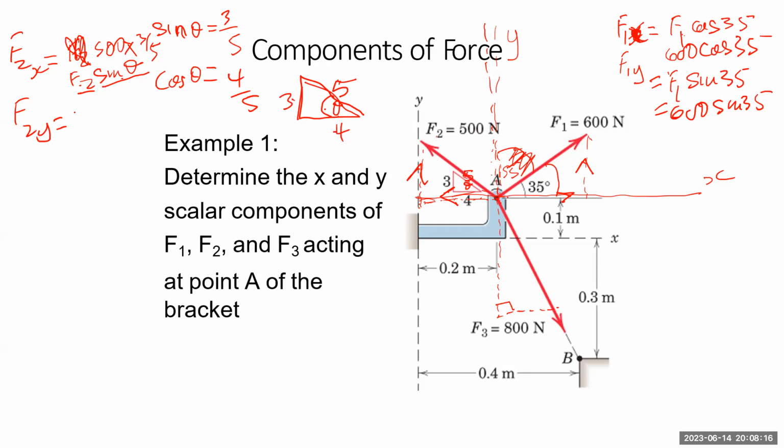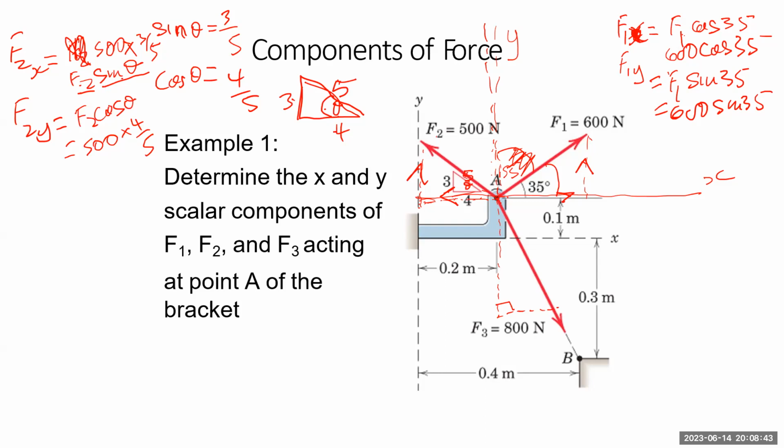Well, basically with cos. Cos, yes. Cos theta, and this is F2. So give me the numerical part of it now. It will be 500. And what's the times part? 4/5.